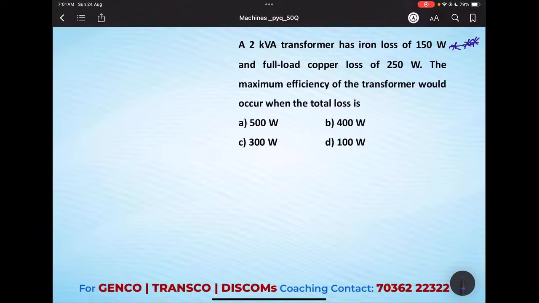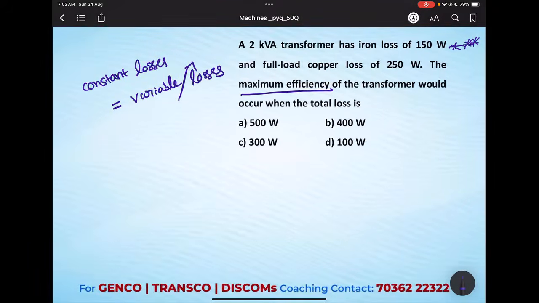So we need to understand the basic concept of maximum efficiency. Constant losses are going to be fixed, while variable losses vary. At maximum efficiency, constant losses are equal to the variable losses. So we need to make the variable losses equal to the constant losses. Then only you are going to get the maximum efficiency.